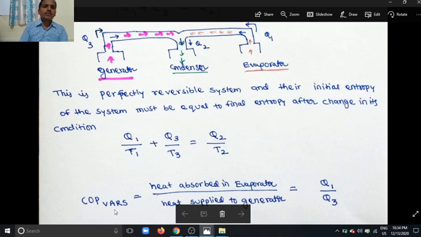So the COP of the vapor absorption refrigeration is the ratio of heat absorbed in the evaporator to the heat supplied to the generator. This is the input, and this is the refrigeration effect. The evaporator heat absorbed is Q1, and the heat supplied to the generator is Q3.